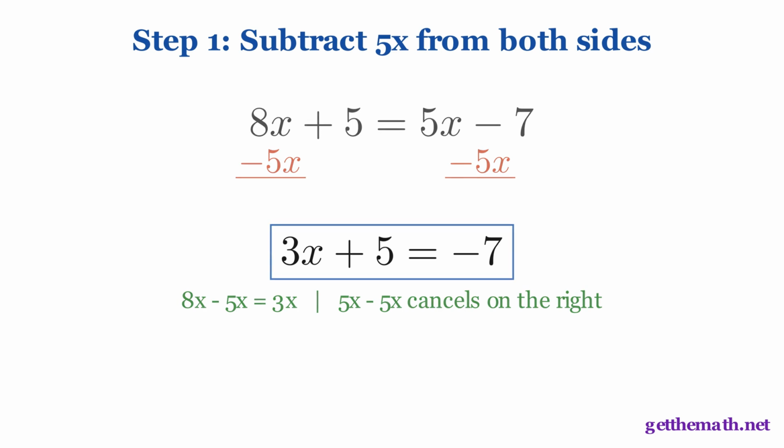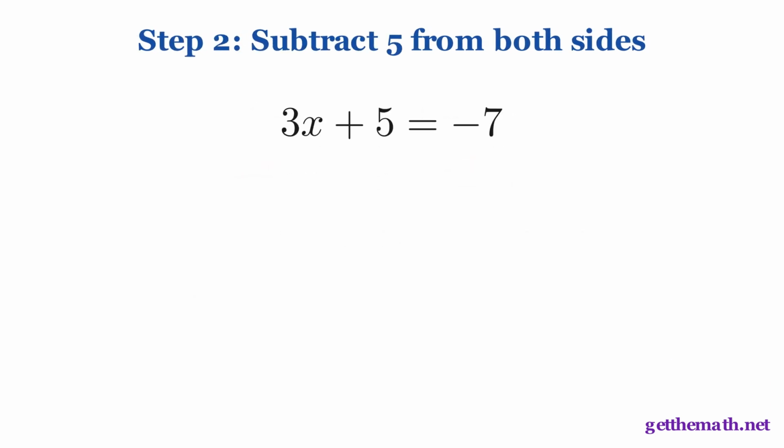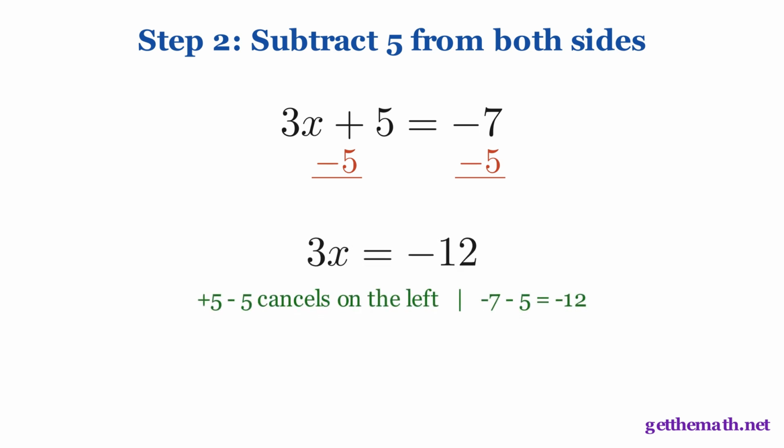Step 2. Move the constant to the right side. We subtract 5 from both sides. On the left, plus 5 minus 5 cancels out. On the right, negative 7 minus 5 gives us negative 12. Now we have 3x equals negative 12.